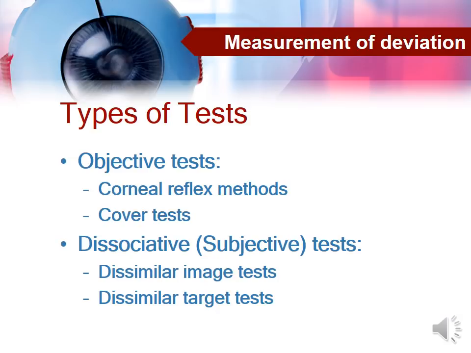The objective tests that we discussed in this presentation, which are the corneal reflex methods and the cover tests, are the main cornerstone for the measurement of angle of deviation. The other type of tests, which are the dissociative or the subjective tests, will be discussed later in a separate presentation.